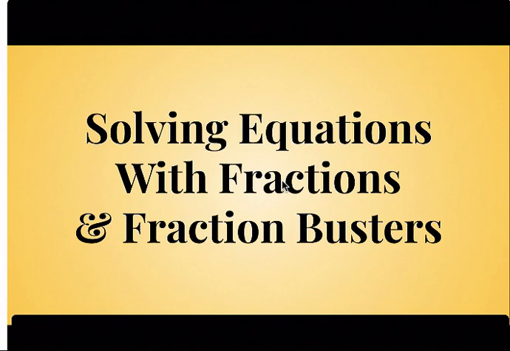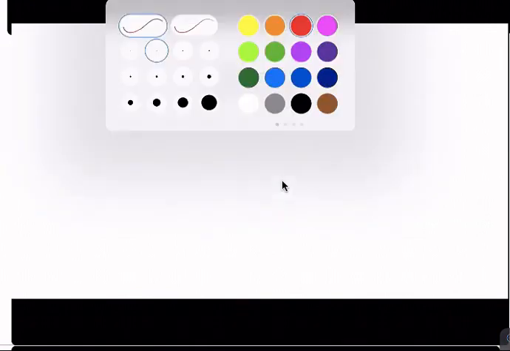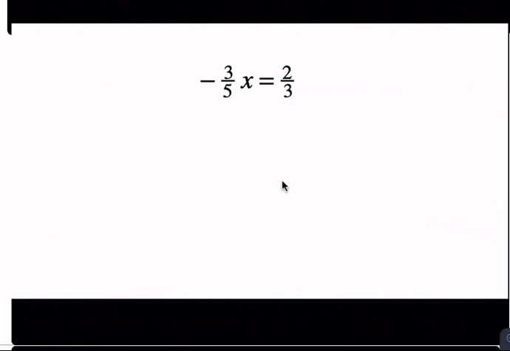We are going to practice solving equations with fractions and a strategy for solving them, getting rid of the fractions, that we call fraction busters. All right, so here's our first equation. We have negative 3/5 x equals 2/3.